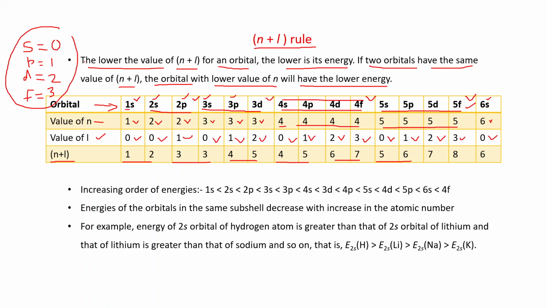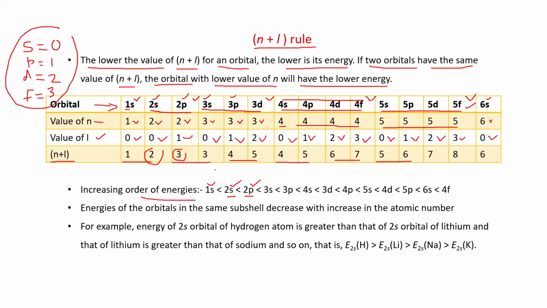If two subshells or two orbitals have the same value of n plus L, then the orbital with the lower value of n will have the lower energy. Now see this increasing order of energies. 1s lowest energy, then 2s and 2p. Again see, 2s and 2p both have the n value 2, but we have to see the value of n plus L. Again see, n plus L for 2s is 2 and n plus L for 2p is 3. That's why 2s has lower energy, 2p has higher energy.